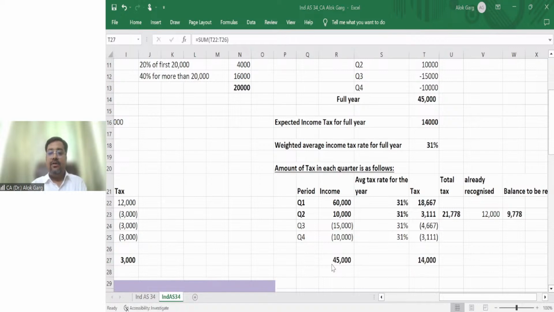Is that clear or it is not clear? Namrata, is it clear? I have given two scenarios, one from the institute study material, one from my own. Friends, is that clear? Not clear? It's a very important part.